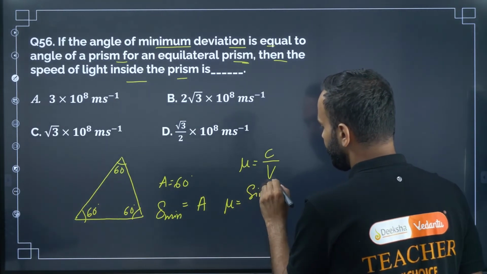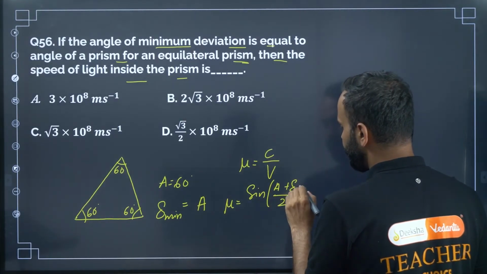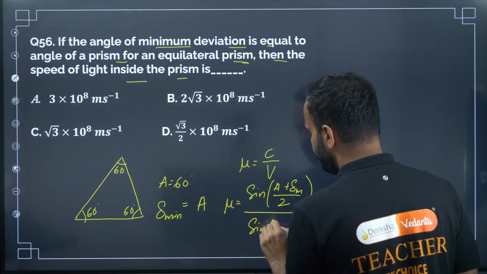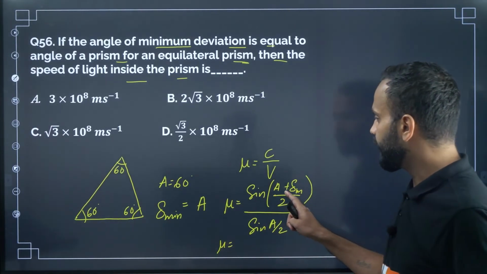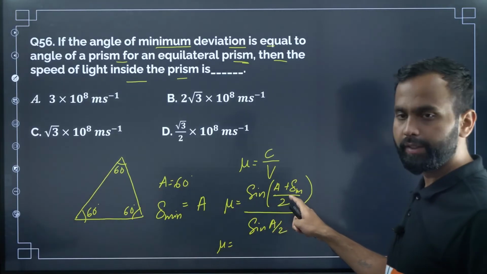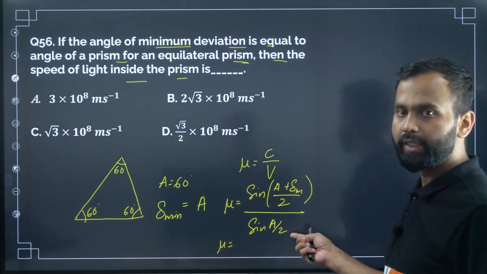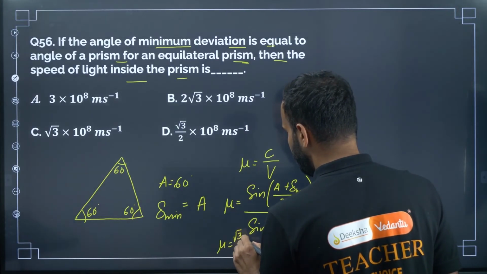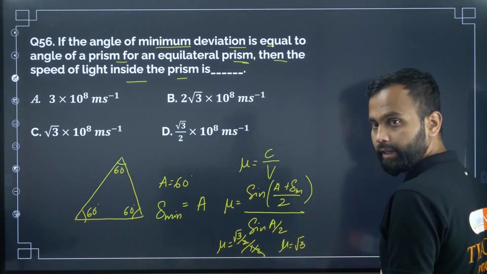Mu equals sine of (A plus delta m) divided by 2, where delta m is the angle of minimum deviation, divided by sine of A by 2. So now mu equals sine of (A plus delta m), that is 120 degrees, divided by 2, which is 60 degrees. So sine 60 degrees divided by sine 30 degrees. Sine 60 degrees is root 3 by 2, sine 30 degrees is 1 by 2. So the 1 by 2 cancels. Mu equals root 3.